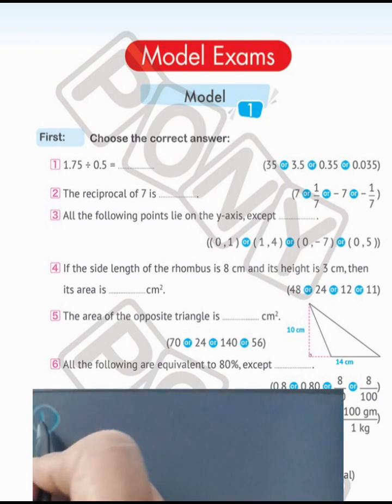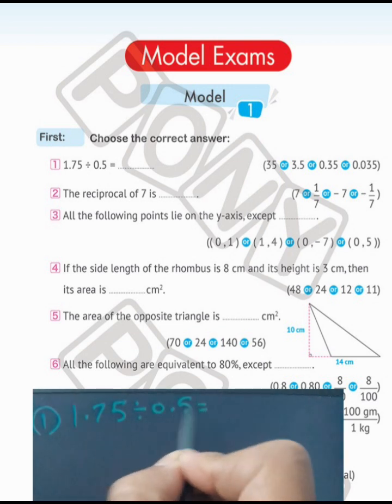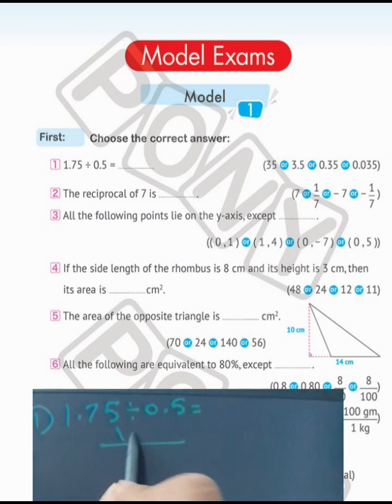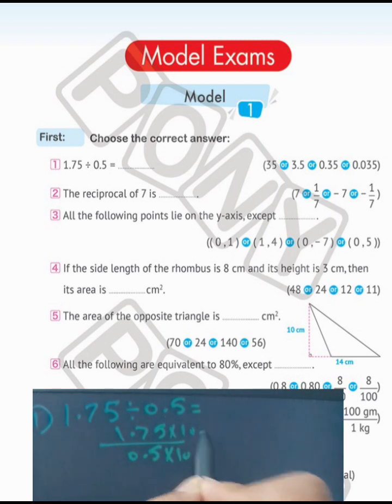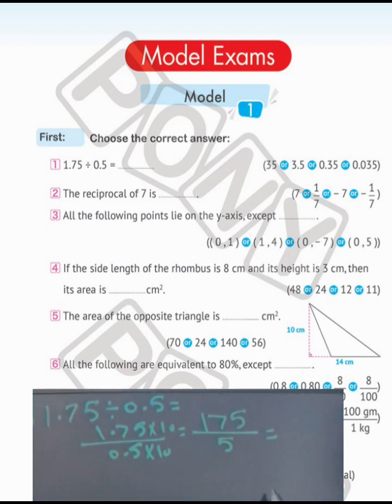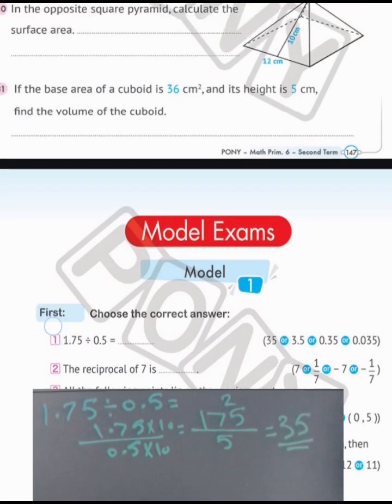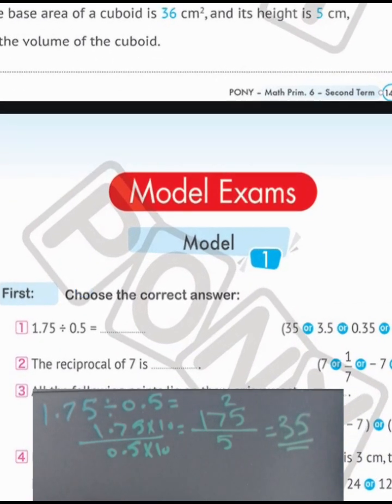Question number 1, 1.75 divided by 0.5. It means 1.75 over 0.5, and we must multiply the numerator and denominator by 10. Then the result will be 175 over 5. And then 17 divided by 5 equals 3 and remainder 2, because 3 times 5 equals 15 and remainder 2. 25 divided by 5 equals 5. Then the result will be 35. Choose 35, okay? The result is 35 for question number 1.